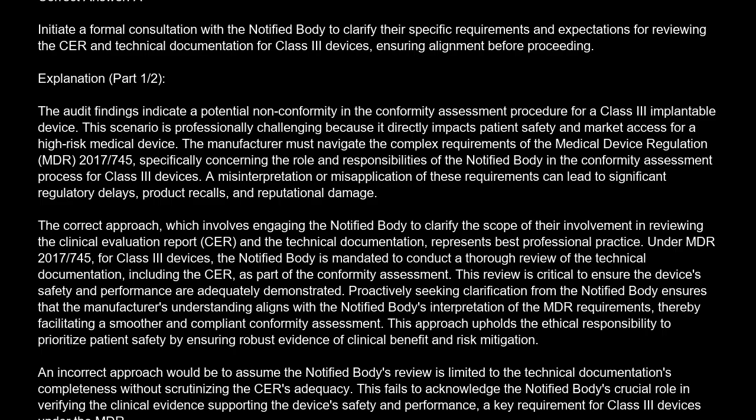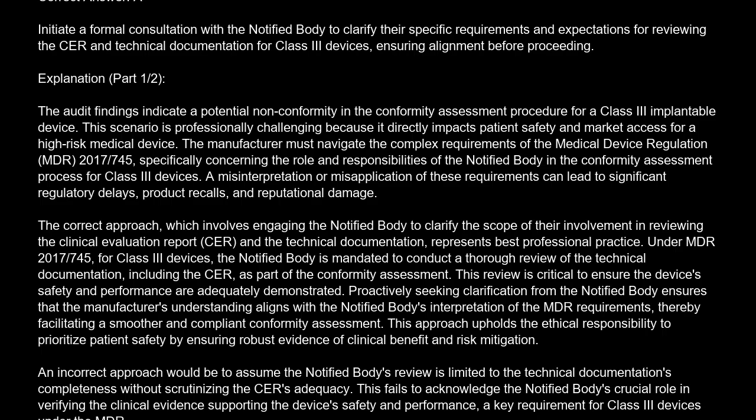Explanation. The audit findings indicate a potential nonconformity in the conformity assessment procedure for a Class III implantable device. This scenario is professionally challenging because it directly impacts patient safety and market access for a high-risk medical device. The manufacturer must navigate the complex requirements of the Medical Device Regulation, MDR, 2017/745, specifically concerning the role and responsibilities of the notified body in the conformity assessment process for Class III devices. A misinterpretation or misapplication of these requirements can lead to significant regulatory delays, product recalls, and reputational damage.